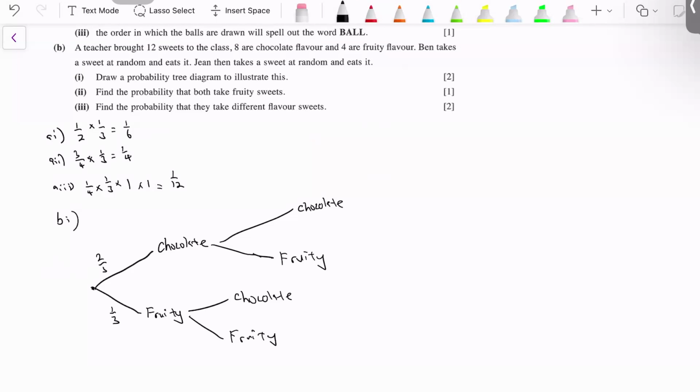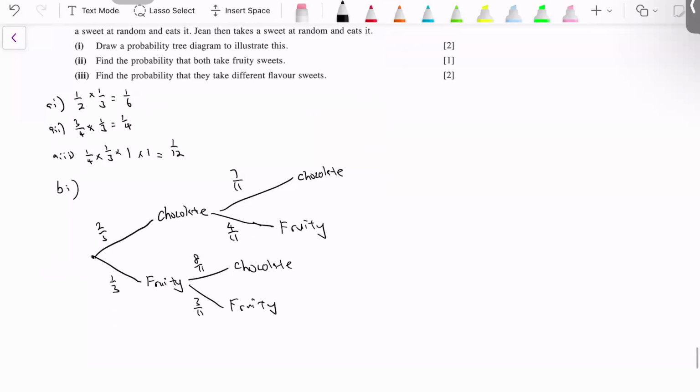Okay, so after removing one chocolate from the bag, from the total of 12 sweets which the teacher bought, it will be left with 7 chocolate out of 11 sweets, and fruity will be left with 4 out of 11 sweets. And if the first draw is fruity, the chocolate will be 8 out of 11, and fruity will be 3 out of 11. Okay, so that's our probability tree diagram.